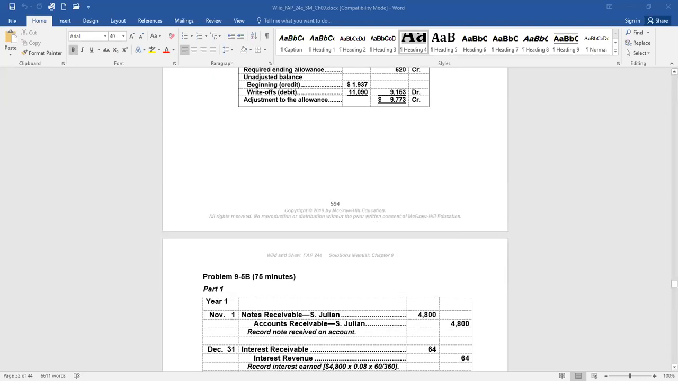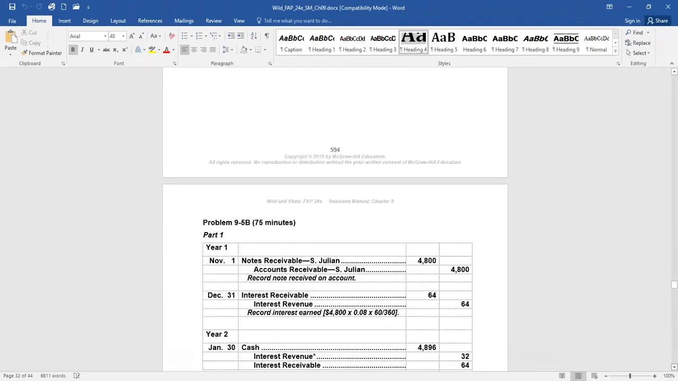So we take the $4,800 times 8% times 60 over 360, or 60 days of 360. Interest receivable would be debited for $64 and the interest revenue account credited for $64, because that's the portion of the interest that has been earned on that note in year one.